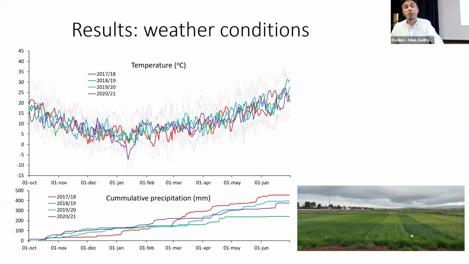But the more important difference was in the bottom graph, which presents the cumulative rainfall in the 4 different seasons. You see that at the beginning we have a very high difference just during the first 4 months, but also at the end of the cropping season, moving from close to 200 millimeters to larger than 400 millimeters.